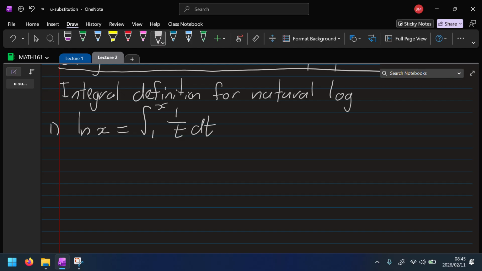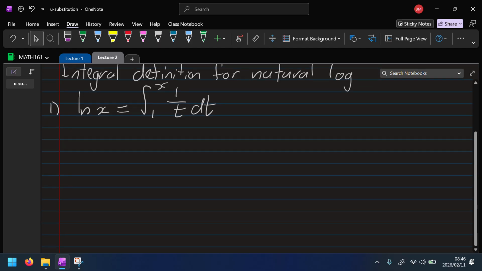Now, this is just a very simple example. We'll look at other examples, especially the error function. You'll see that later on, which cannot be written in any other way. It can only be written as an integral. But for now, it will be a simple function like this. So what we want to do is prove some properties of the natural log using the integral definition.